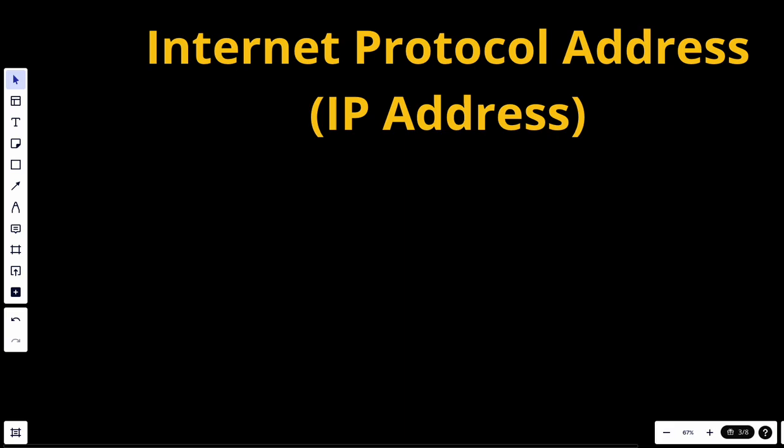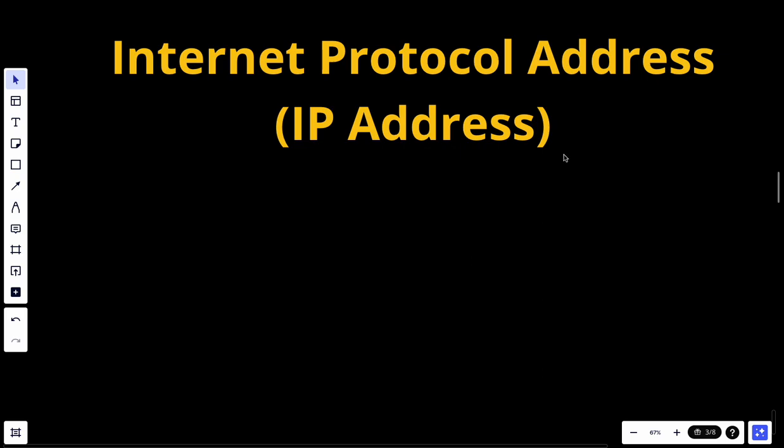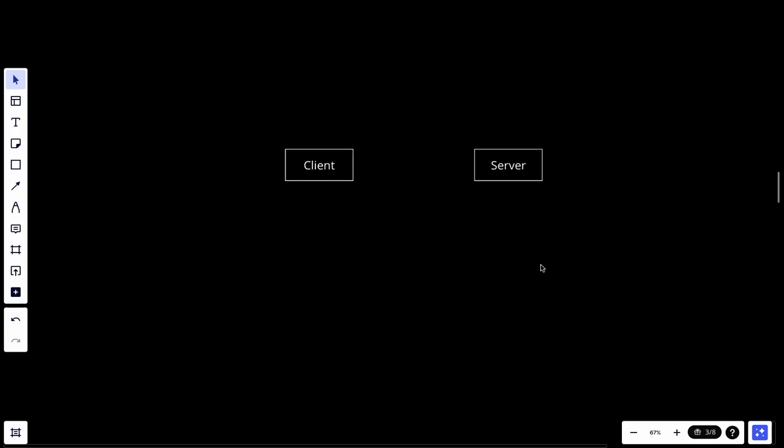Today we will talk about the internet protocol, the IP address. An IP address is short for internet protocol address. It's a unique numeric label assigned to each device connected to a computer network that uses the internet protocol for communication. So basically, let's say that we have two servers here. Each server will have its own IP address.